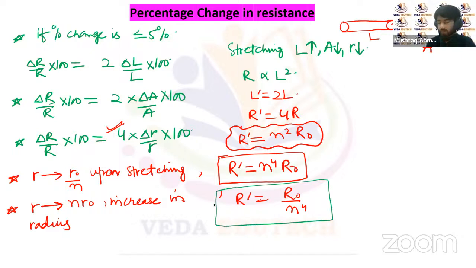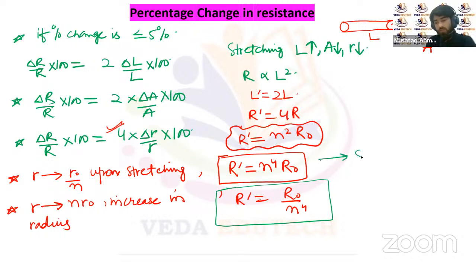So this is with respect to the percentage change in resistance, or what is going to happen to the resistance if the length of the conductor is doubled. What's going to happen to the resistance if the radius becomes r naught by n? It will become n to the power 4, right? So this is how we can do it, now it's only upon stretching.